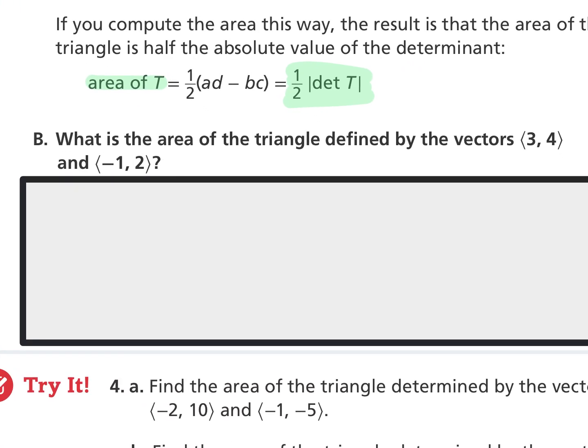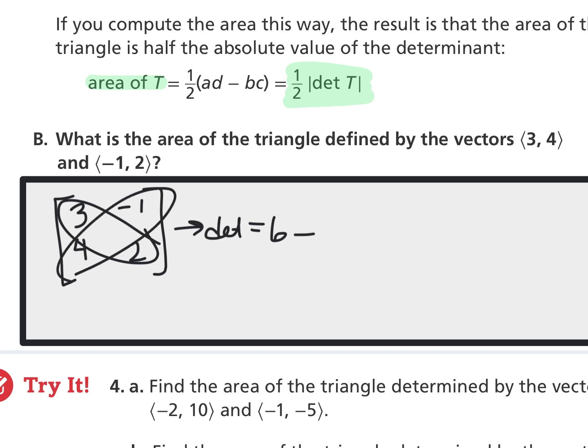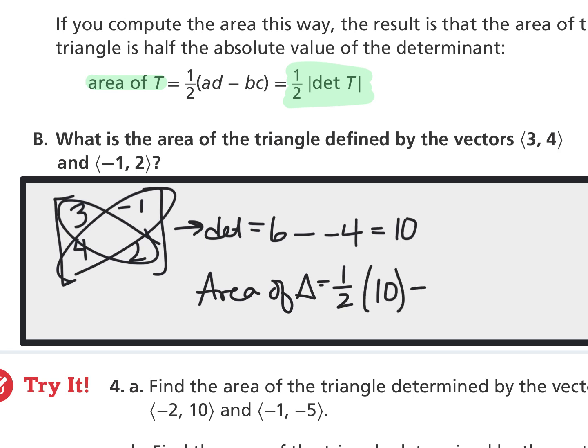This says a triangle is defined by 4, 3, 3, 4, and -1, -2. So we're going to start by writing a matrix, 3, 4, -1, 2. And we need to find the determinant of this matrix. So the determinant is going to be 6 minus -4, or 10. And so the formula for the area of the triangle is equal to 1/2 times the determinant. So in this case, that's 1/2 by 10. So my area of my triangle would be 5.